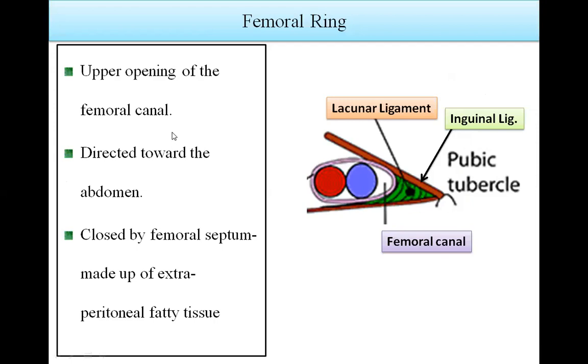Femoral ring. The upper opening of the femoral canal is known as the femoral ring. It is directed towards the abdomen. It is closed by the femoral septum, which is made up of extraperitoneal fatty tissue.